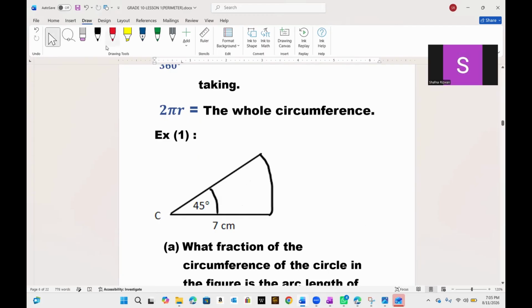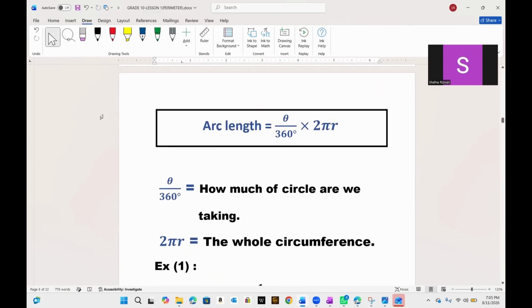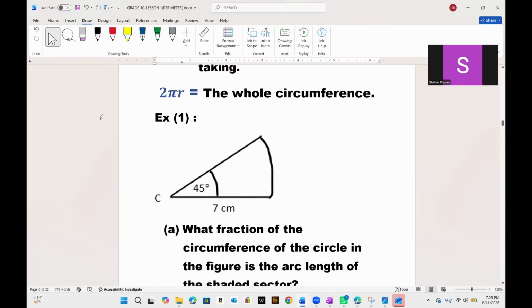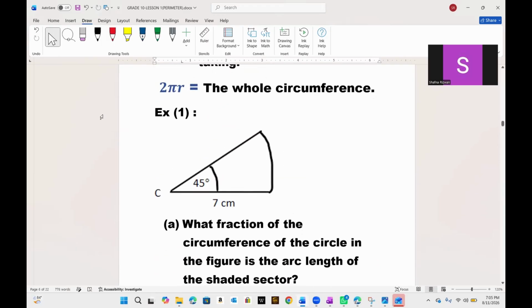Now what I am going to do here is an example. Now see the example. They are asking you, this is a shaded figure. They have given you a sector of a circle. Now they are asking you what the angle at the center is. Theta is how much? 45 degrees. Radius is how much? 7 centimeter.